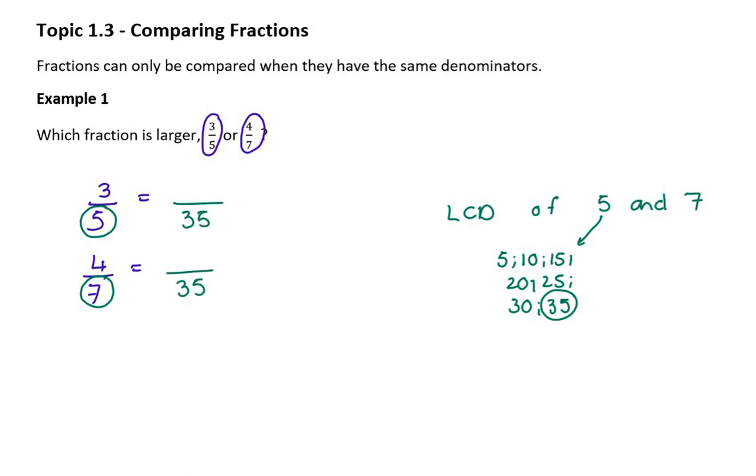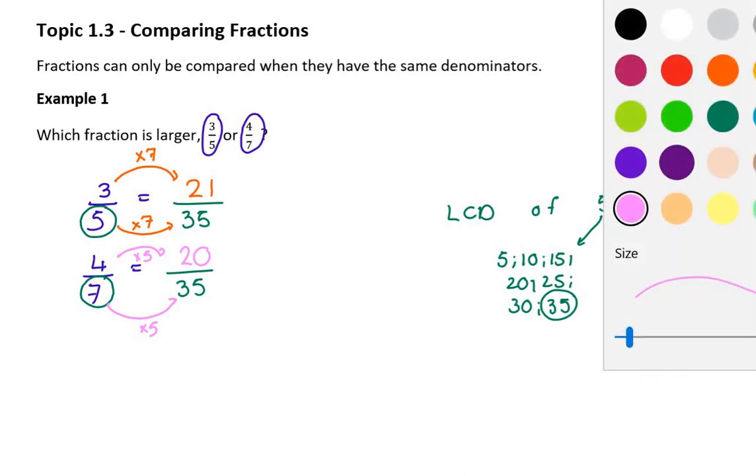Now we're going back to our idea of creating equivalent fractions, because whatever you do to the denominator, which in this case is timesing by 7, you must do that to the numerator if you are trying to create an equivalent fraction. So 3 times 7 is 21. Now 7 times 5 will give me 35, so 4 times 5 will give me 20. Don't forget, if you're creating an equivalent fraction, you have to multiply the top and the bottom by the same, because that means you're effectively multiplying by 1.